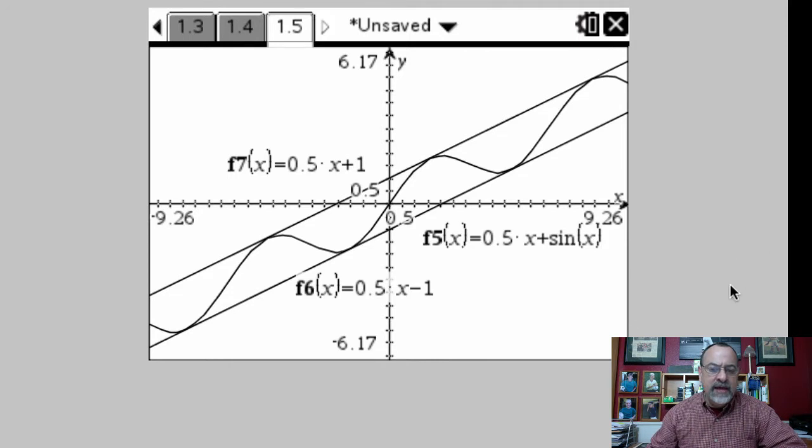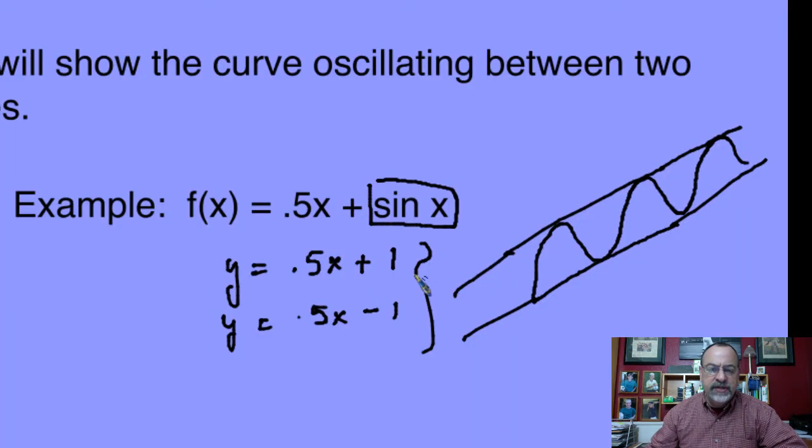So when we add a linear equation to a sinusoid, we're going to get this shape of the sinusoid oscillating between the 2 parallel lines. The parallel lines are determined by taking the linear equation that's being added to it, considering the max and min values of this sine function, and that creates the 2 linear equations.